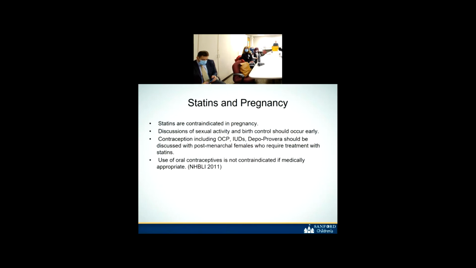Statins in pregnancy. So statins are contraindicated in pregnancy. So I usually begin counseling families about this early, even pre-menarche, if you will, and then counsel a little more in detail about contraception in post-menarchal females. So somewhere in that 12, 13 age range, definitely starting that conversation about contraception. The use of oral contraceptives is not contraindicated if it's medically appropriate. So you can use contraceptives if you're on a statin. It's recommended to do so.